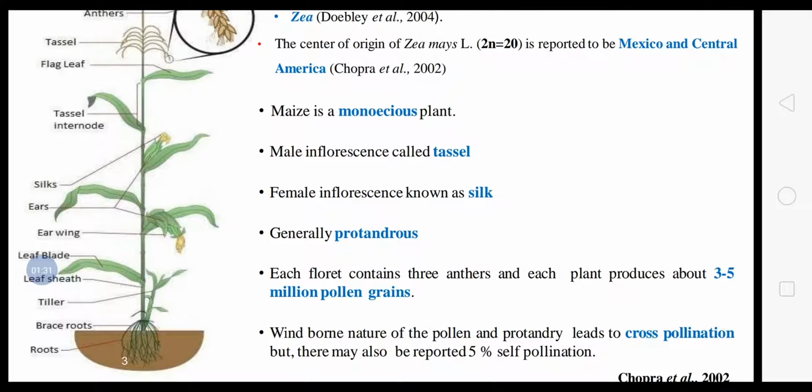Here, each floret contains 3 anthers and each plant produces 3 to 5 million pollen grains. That means the pollen producing capacity of cross-pollinated crops is very high as compared to self-pollinated. Wind-borne nature of the pollen and protandry leads to cross-pollination, but there may also be 5% of self-pollination reported.